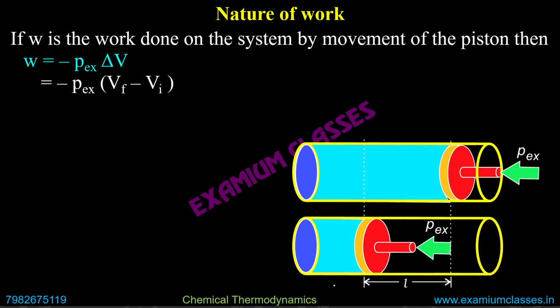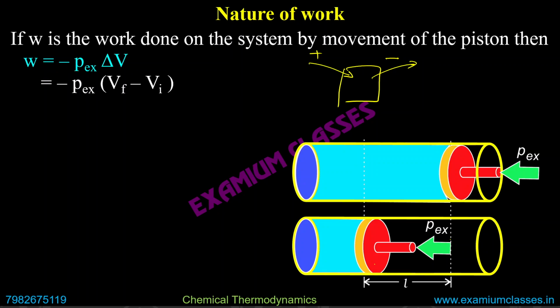The work done in case of an irreversible process is given by minus P external delta V. This minus sign is just taken to comply with the sign convention. If we don't have this minus sign, then our sign convention that the work done on the system is positive and work done by the system will be negative will fail.